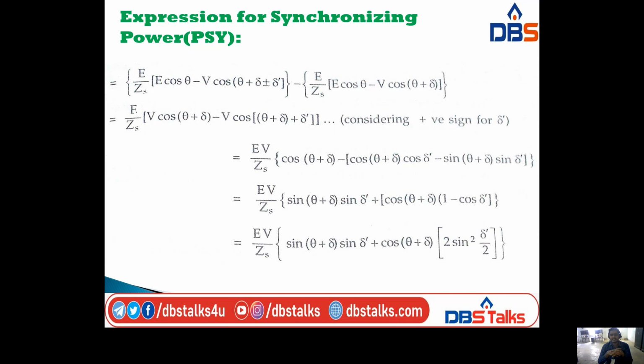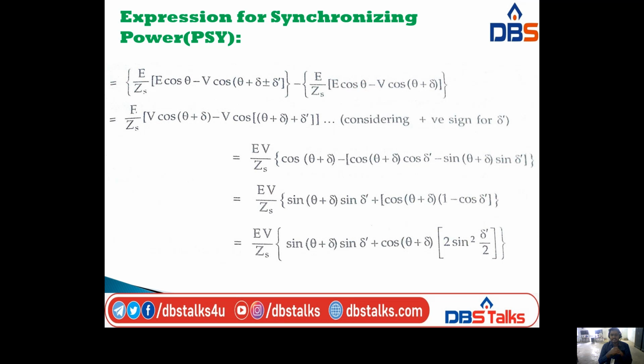We have E by Zs of V cos(theta plus delta) minus V cos(theta plus delta dash), and this case is for considering the positive sign for delta dash. Here we have two conditions: one is positive and another is negative. Positive is for accelerating and negative is for decelerating. Firstly, I will consider the positive sign for delta dash, that is the accelerating.